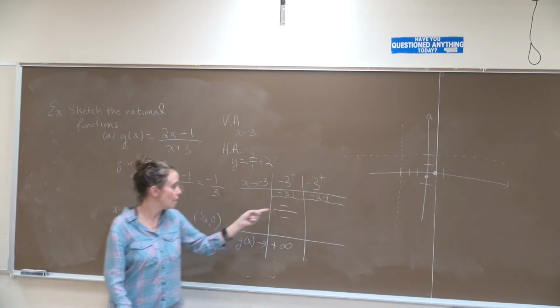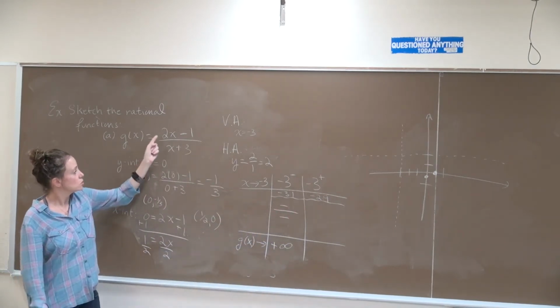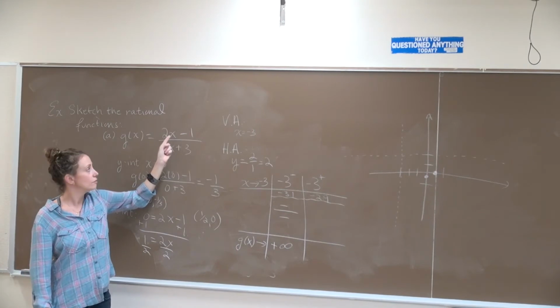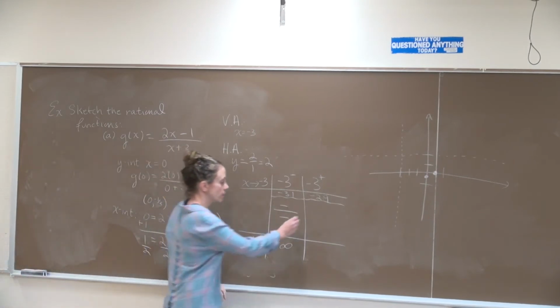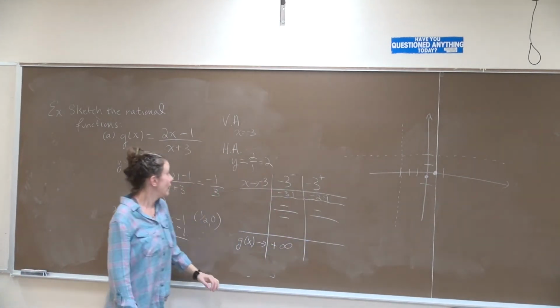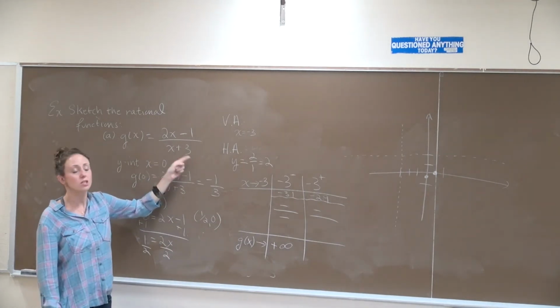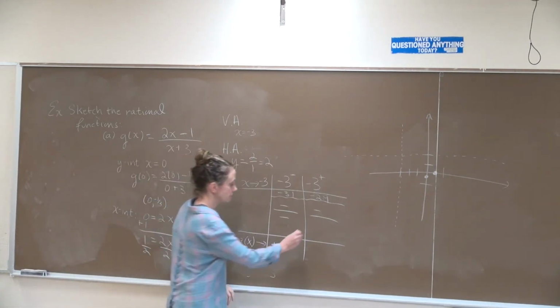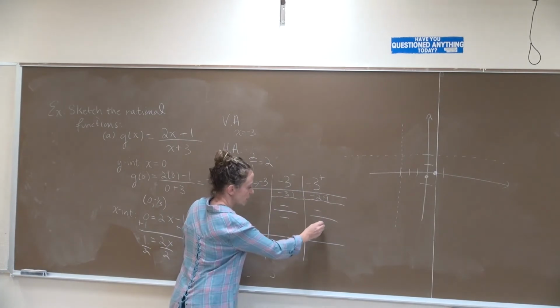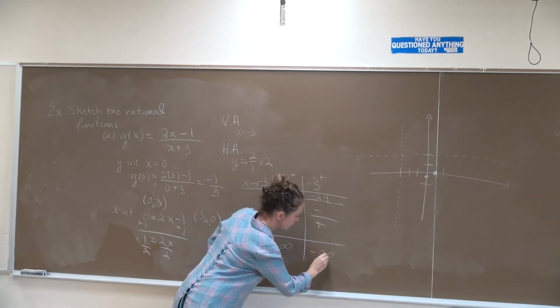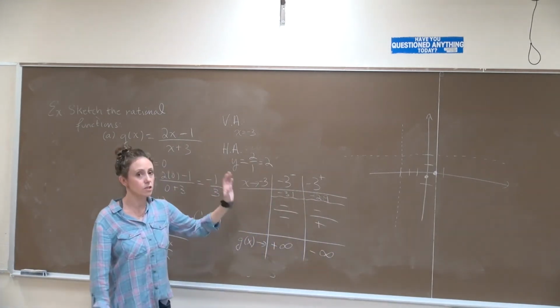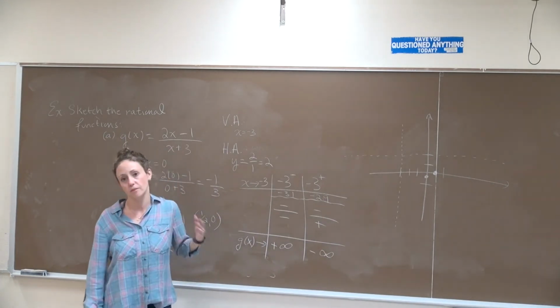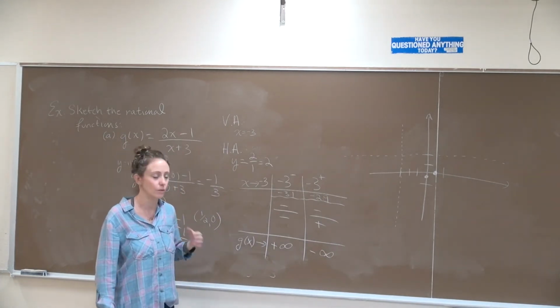We're going to substitute that back into the original equation. 2 times -2.9 is negative, minus 1 is still negative, divided by -2.9 plus 3, which is positive, and negative divided by a positive is a negative. So this information is telling us a lot. Let's put this information together and help us finish graphing what this function looks like.